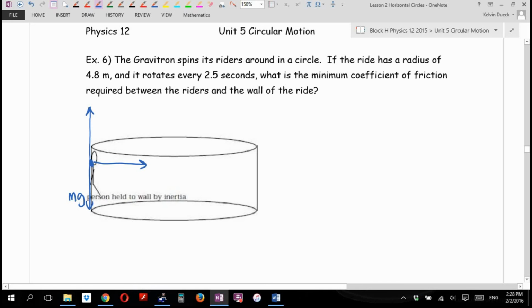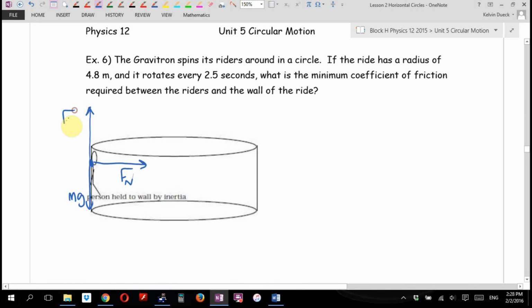What force is that? Fc, Mr.? No, Fc does not appear on my free body. It's going to appear in my equation. What force is pushing him in a circle? The wall, which we've called the normal force. You know what? That gives me a hint as to what that upwards force probably is.